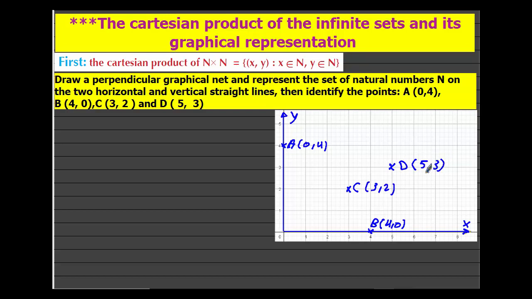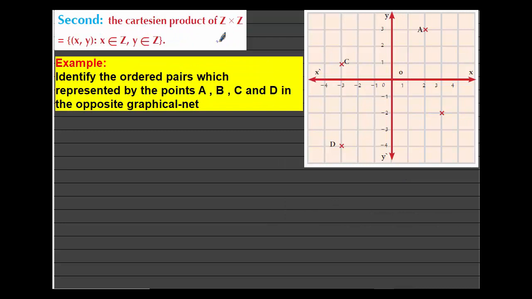Second, the Cartesian product of Z multiply Z. Z, of course, is the set of integers. (x, y) is any point in the plane such that x belongs to Z and y also belongs to Z. Here the intersection of the two horizontal and vertical lines is the point (0,0). In Z we have all the positives 1, 2, 3, 4, and the negatives -1, -2, -3, -4. Also here we have 1, 2, 3, and so on. Here we have -1, -2, -3.